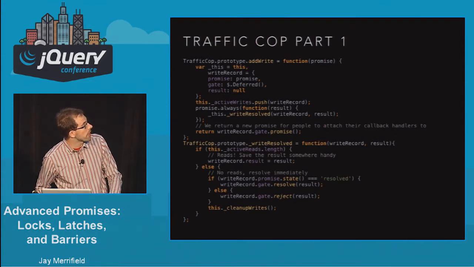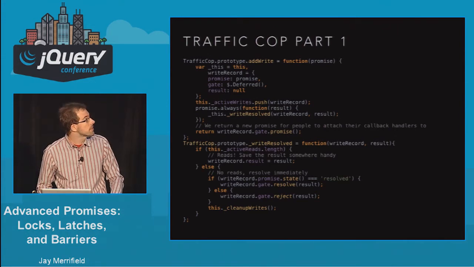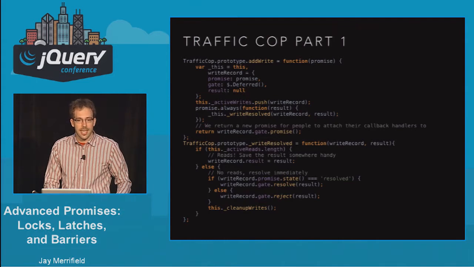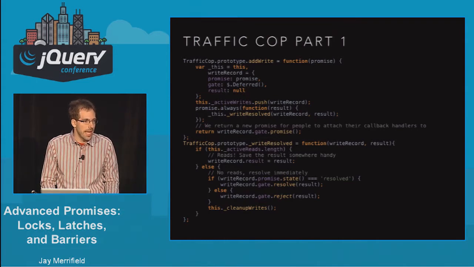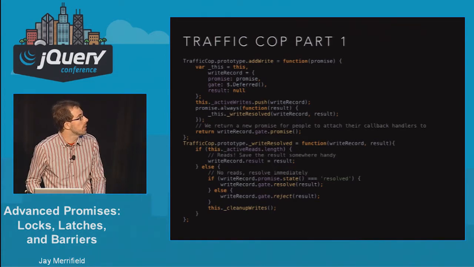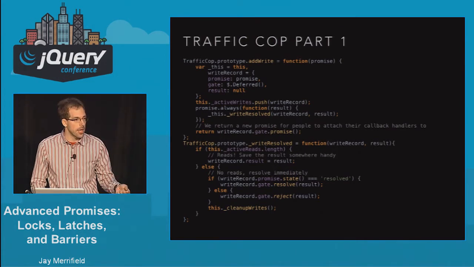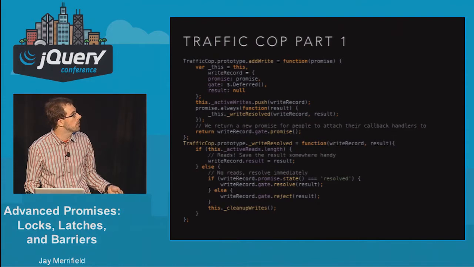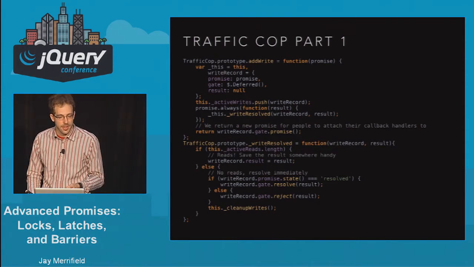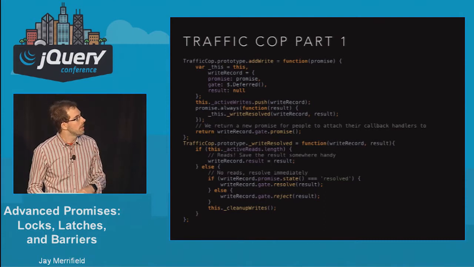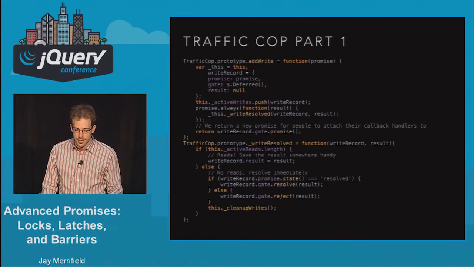So we're going to have a write record, which includes the original promise, a gate. And that's the gate we control, because a lot of times people will give us read-only promises that there's nothing we can do about. So we need to have some kind of gate that we can open and close based on what we do. We have a result in case the promise returns with something, and we need to tell the gate what the result was.